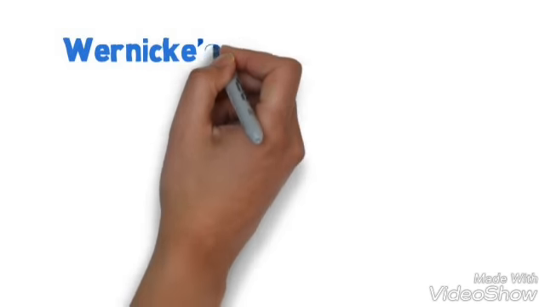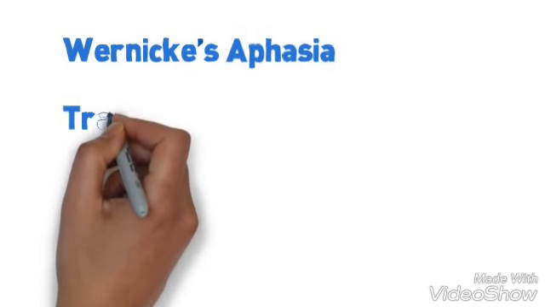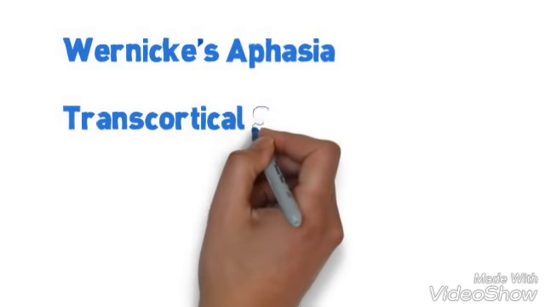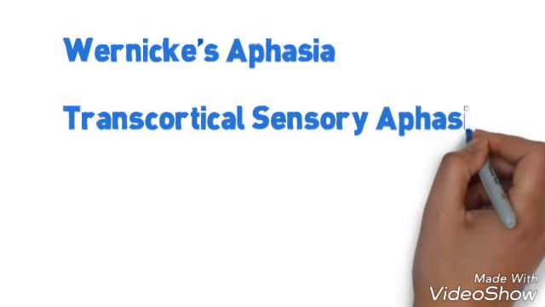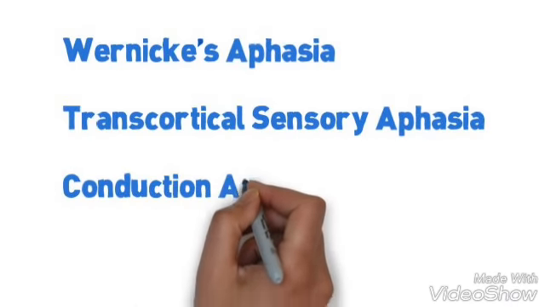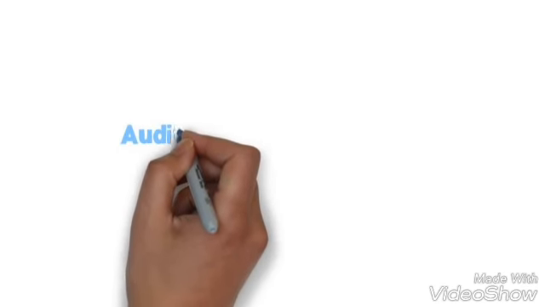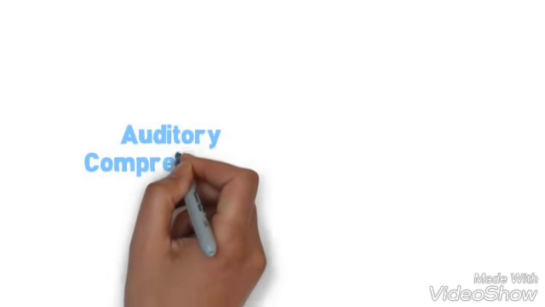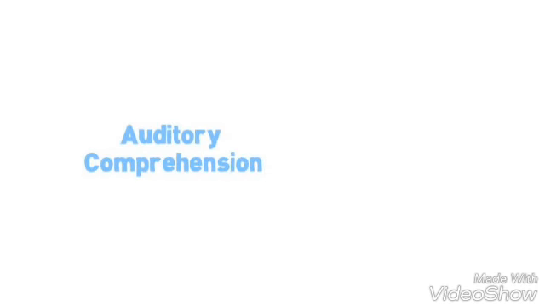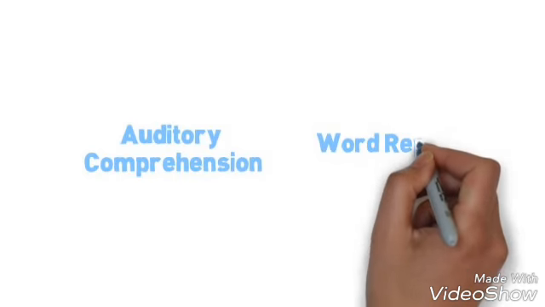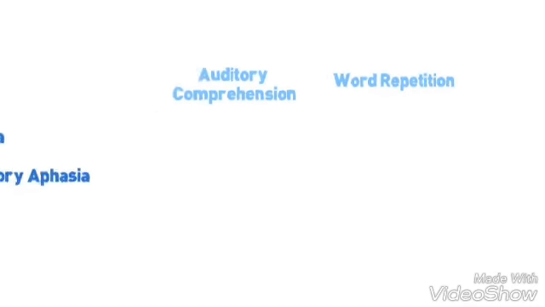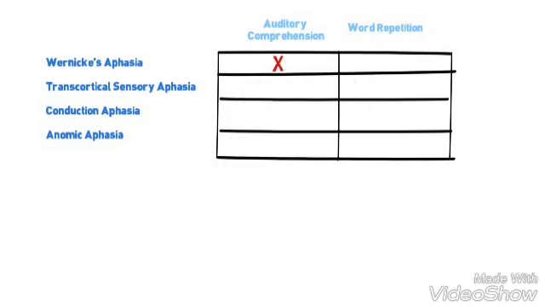Fluent aphasia can manifest in 4 distinct disorders: Wernicke's aphasia, transcortical sensory aphasia, conduction aphasia, and anomic aphasia. Each of these types of fluent aphasia involves some combination of impaired auditory comprehension and/or ability to repeat words. Let's take a look. Patients with Wernicke's aphasia have both impaired auditory comprehension and word repetition.